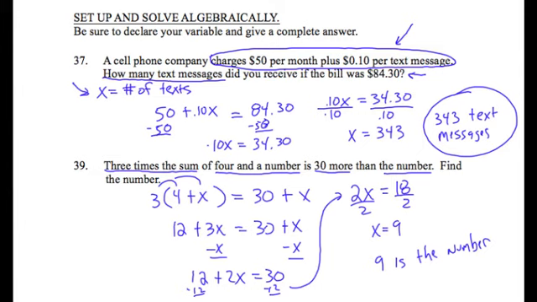I noticed one thing that I forgot to do when I was solving this problem: I didn't declare my variable at the beginning. So I'll come back over here on the left and say, in this problem we're going to let x equal the number. Make sure we put that at the beginning as well. And we'll circle our answer there.